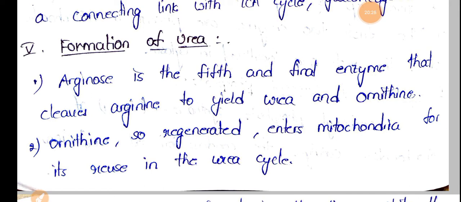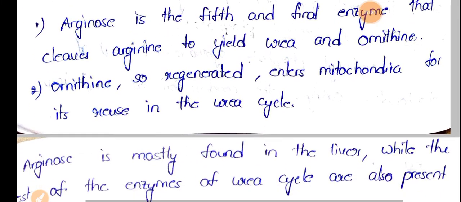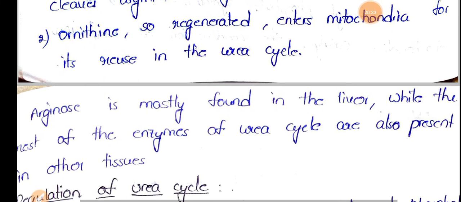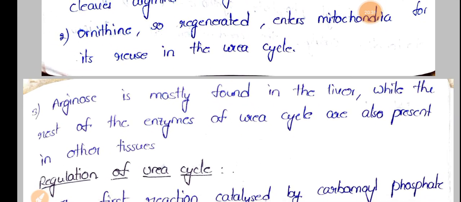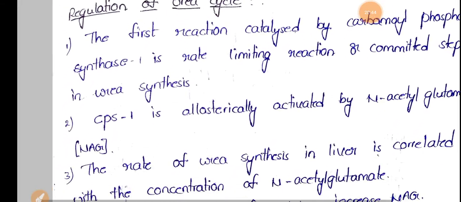So ornithine, so regenerated, enters the mitochondria for its reuse in the urea cycle, and arginase is mostly found in the liver, while the rest of the enzymes of the urea cycle are also present in other tissues. Okay.